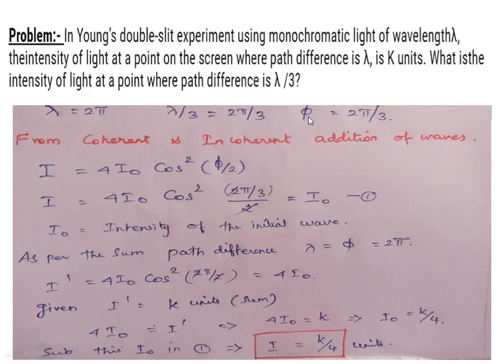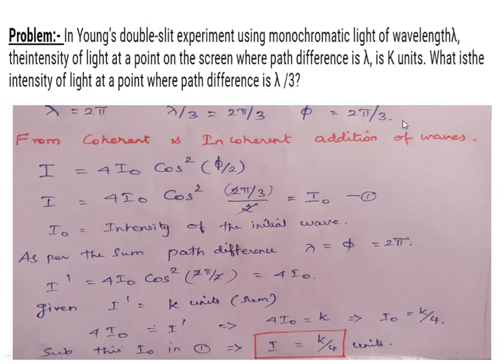Phase difference value is the value which is considered as 2 pi by 3. The path difference is given as lambda, and that value corresponds to a phase of 2 pi. So when the path difference is lambda, the phase is 2 pi, and this value is 2 pi by 3. So this is considered as the phase, the 2 pi by 3 value.